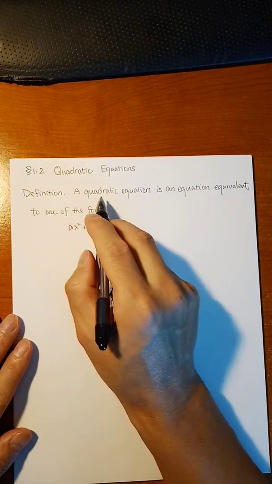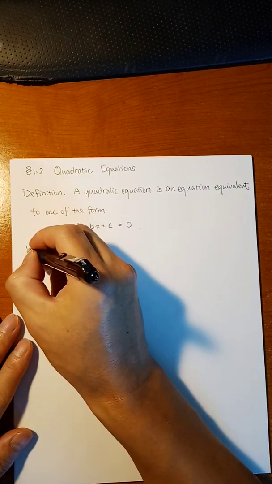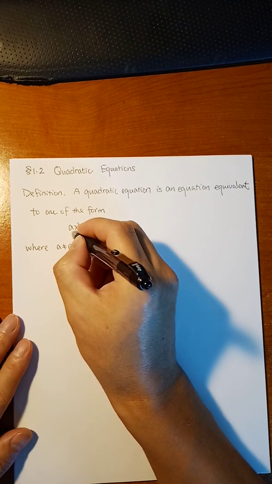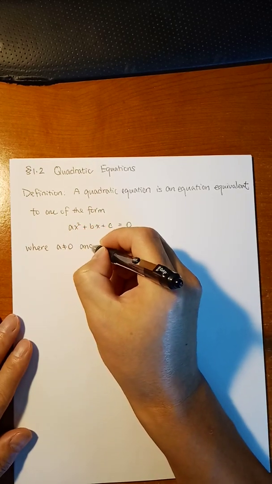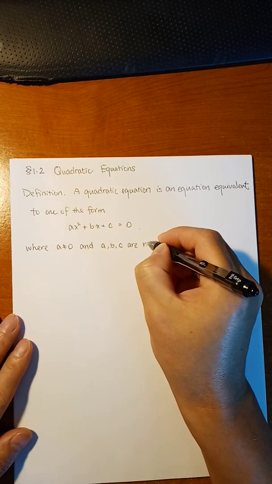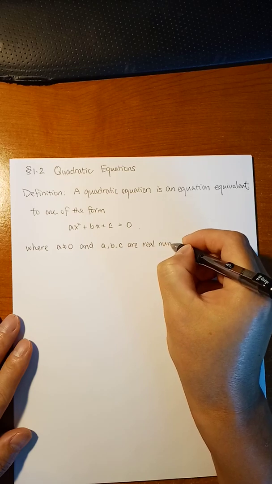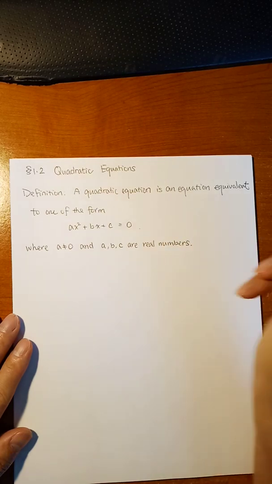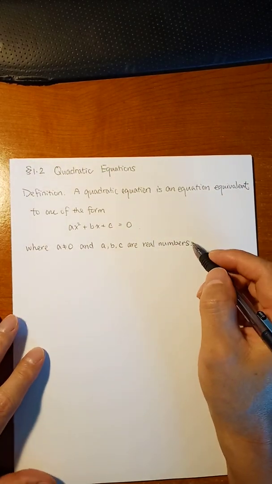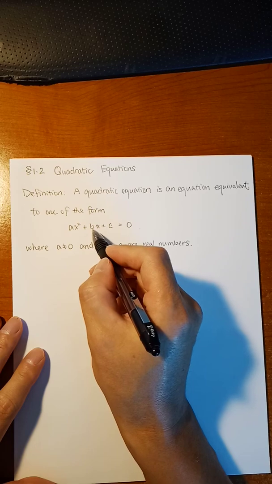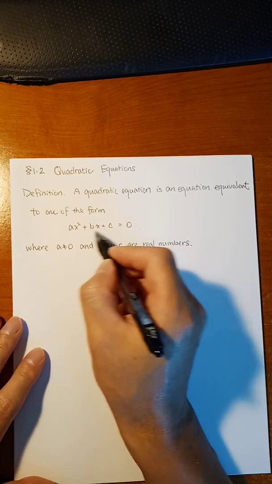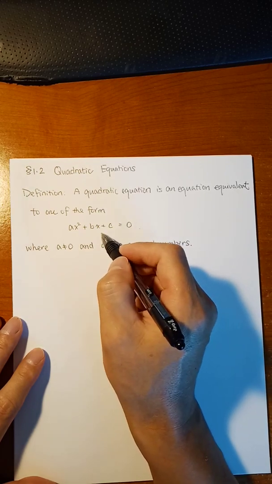Because we want to emphasize this is a quadratic equation, a is not equal to 0. So this leading term cannot be 0. And a, b, c are real numbers. Okay? So this is the definition of a quadratic equation. They can be positive, negative. In front of those three letters, it's always a plus sign.